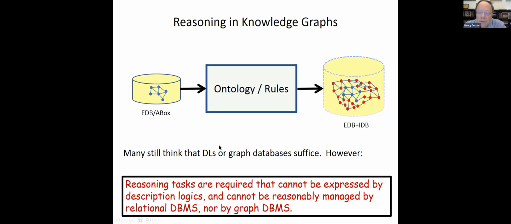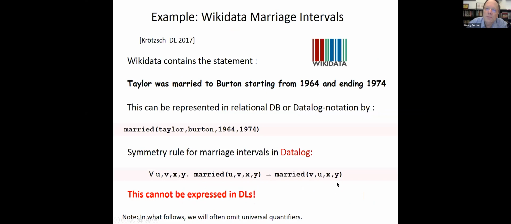Now, many people think that when we speak about a knowledge graph, a graph database suffices. That's a common error that the industry makes. Of course, not our speakers today, but many people say, oh, I want to have a knowledge graph, so I buy a graph database. That's, of course, not what we want to do. There's no reasoning built into the graph database. What I want to stress here is that reasoning tasks are required that cannot be expressed by description logics, for instance, and cannot be reasonably managed by relational database management systems, nor graph databases. And I will speak about such reasoning tasks.